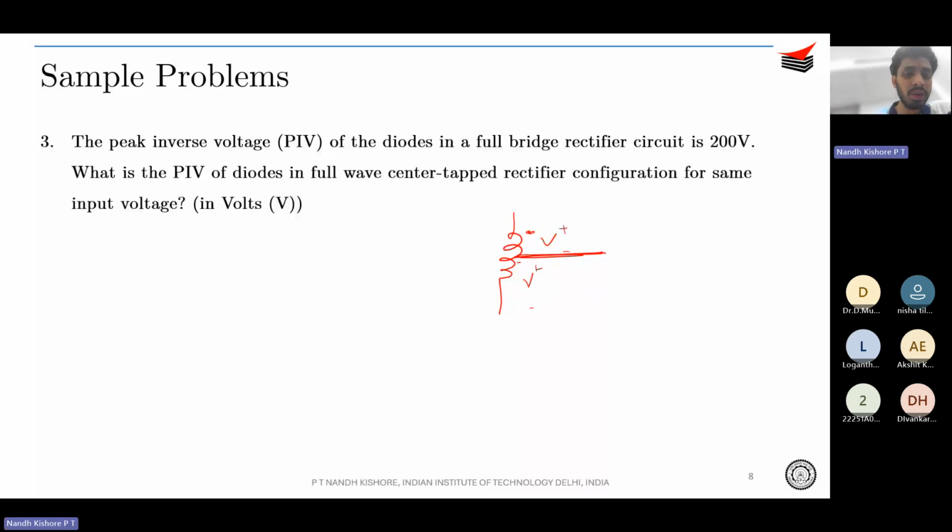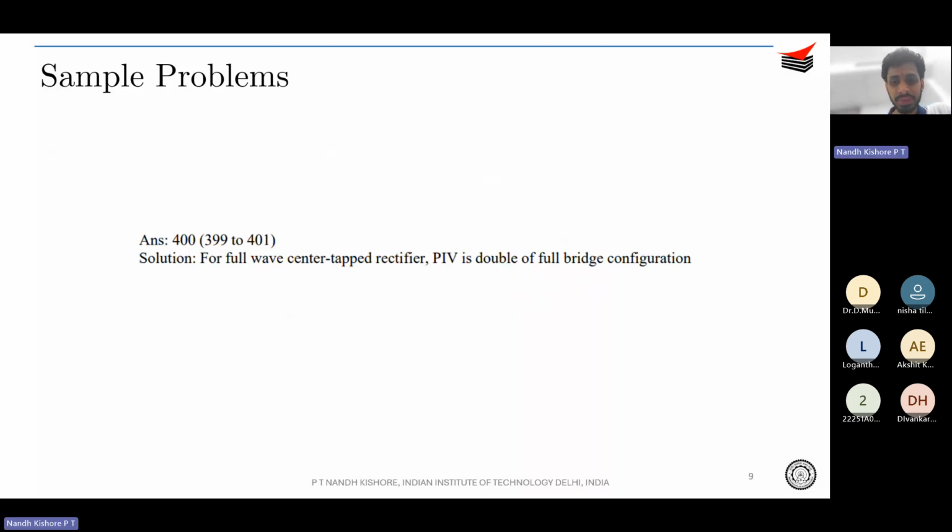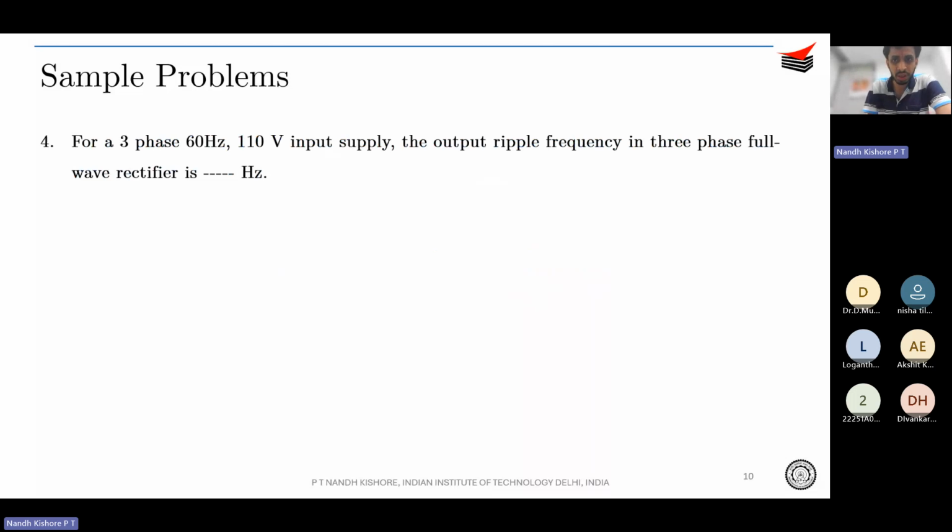Okay. So what the diodes will block, peak inverse voltage is the blocking voltage of the diodes. It's going to be 2 times whatever is the voltage you get for full bridge rectifier. So 2 times 200, you will be getting 400 volts. Simple. It's a center tap rectifier, so it will be double of full bridge configuration. You would have studied the topology in the lectures, so I'm not going into that. We can go ahead with the next question.